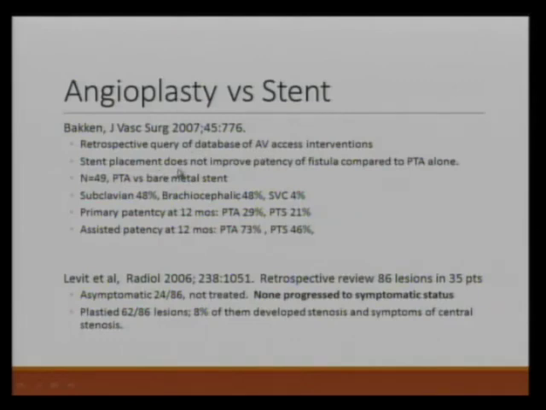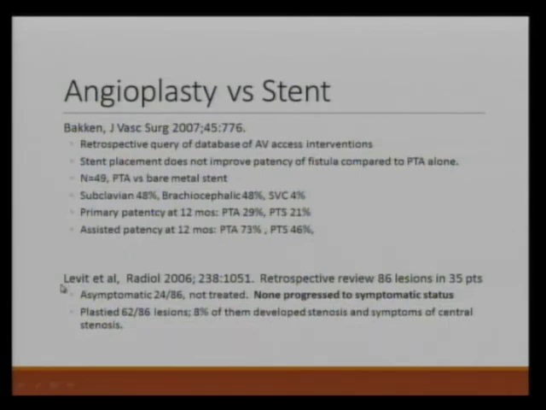And then continuing to look at this study, a retrospective query, what it found was that stent placement does not improve patency of the fistula compared to angioplasty alone. There were 49, and they found kind of an even distribution of stenosis here, subclavian 48%, brachiocephalic 48%, SVC 4%. Primary patency at 12 months, with angioplasty 29, stent 21, that's comparable. Assisted patency at 12 months, angioplasty 73, stent 46. So it's just not staying open, okay?